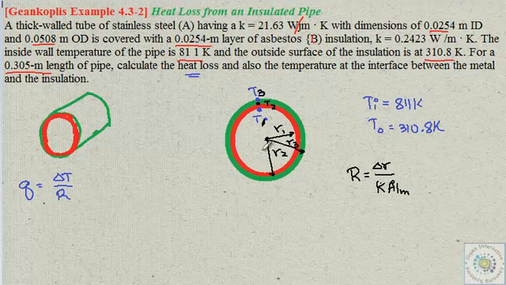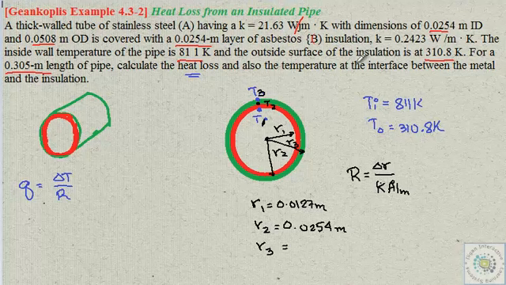So now, what is R1? Let me put values first. R1 is simply the inner radius of the stainless steel, which is half of the diameter: 0.0254 divided by 2, so it gives me 0.0127. R2 will be the outer radius of your stainless steel tube, so the outer radius will just be 0.0254 meters. How about R3?